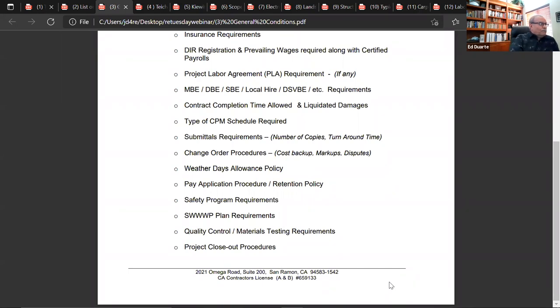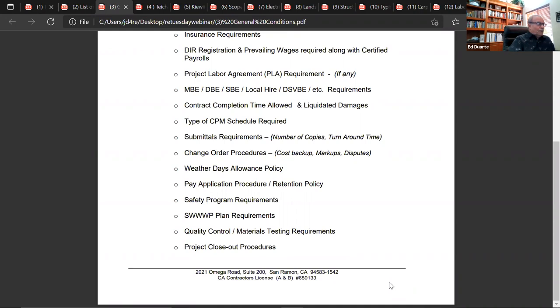There's a payout procedure and a retention policy. Retention is standard in California, and it's standard at 5%. And that simply means that every monthly progress payment will have 5% be withheld from the prime contractor's payment. And so we general contractors will apply the same process to our subcontractors, and your monthly payment will have 5% retained, because the owner will not release that retention until we've satisfactorily completed the project with all in compliance with all contract terms.